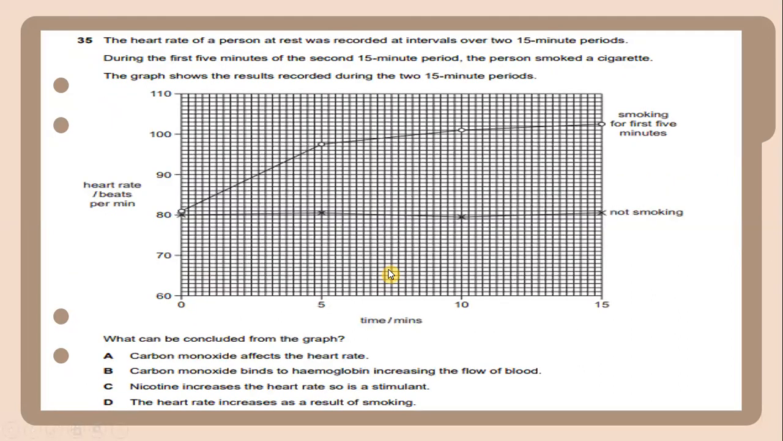Number 35. The heart rate of a person at rest was recorded at intervals over 2 50-minute periods. During the first 5 minutes of the second 50-minute period, the person smoked a cigarette. The graph shows the results recorded during the 2 50-minute periods. What can be concluded from the graph? The answer is the heart rate increases as a result of smoking.